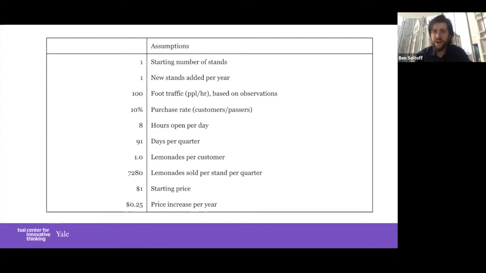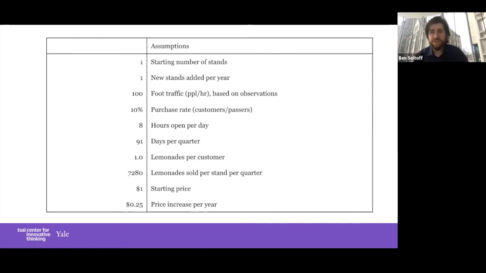So say I sit on Prospect Street, I see a certain number of people go by in a given hour, so that's the foot traffic, and then I assume pretty liberally that 10% of those people are actually going to buy lemonade. That's the 10% purchase rate. Say I'm going to be open 8 hours per day and 91 days per quarter. That's almost every day of the week. And then that each customer who comes in to buy a lemonade will buy just one lemonade. So then to get the quantity of lemonade sold, I just multiply all those numbers together and get 7,280 lemonades.